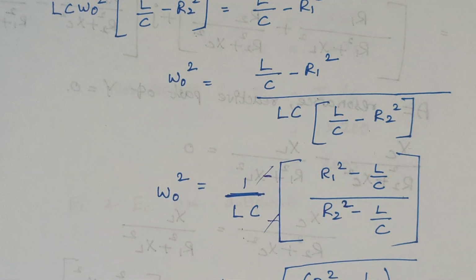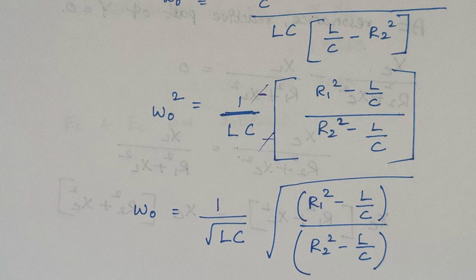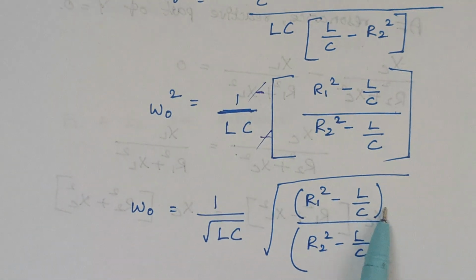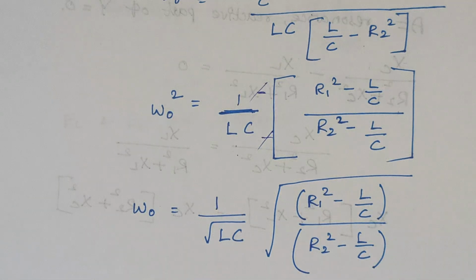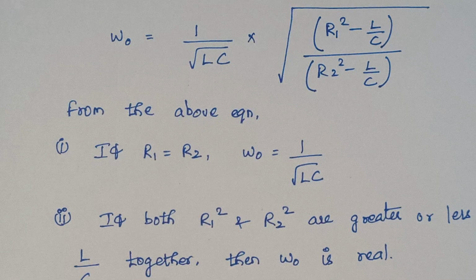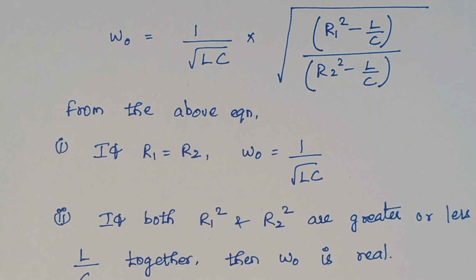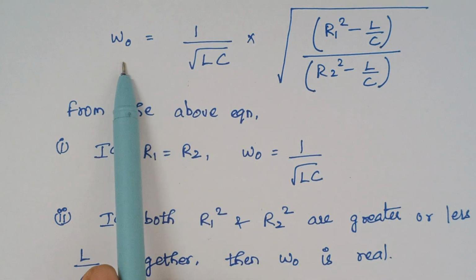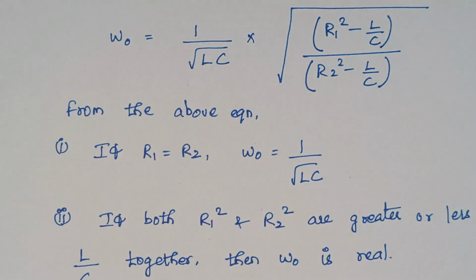will cancel eventually. Right? And here the next thing is, again, I am writing an expression for omega naught. Therefore square root is taken. So 1 by root of LC, then square root of R1 square minus L by C divided by R2 square minus L by C. So finally, this is our expression for the resonant frequency, that too for parallel resonance.